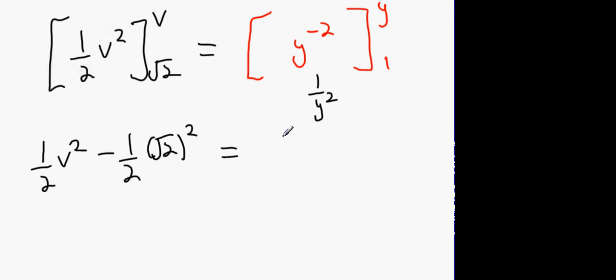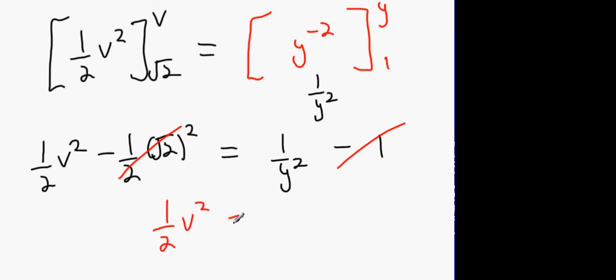Next one is going to be 1 over y squared and minus 1. Okay. Now what happens on both sides is, as Garrett might have said there, root 2 squared is 2, a half of 2 is minus 1. These two cancel off with each other. So what we're going to get is a half v squared equals 2 over y squared.